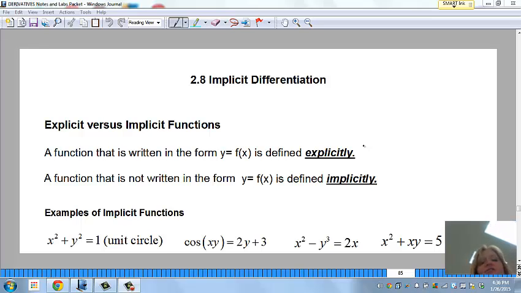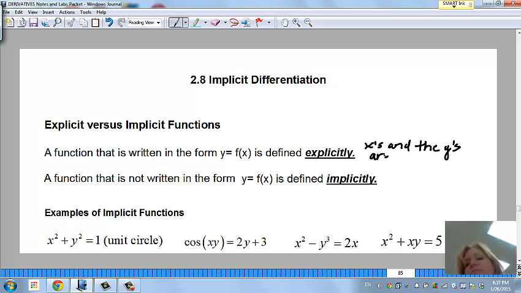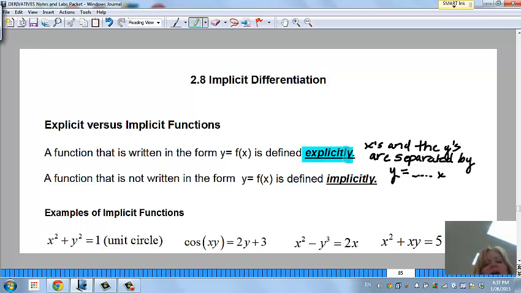A function that is written in the form y equals f of x is defined explicitly, meaning the x's and the y's are separated by an equal sign. Like you'd have y equals something in x. That's explicit. A function that is not written in that form is called implicit.